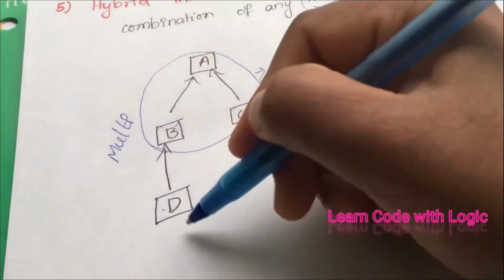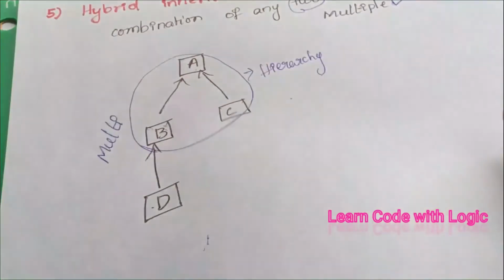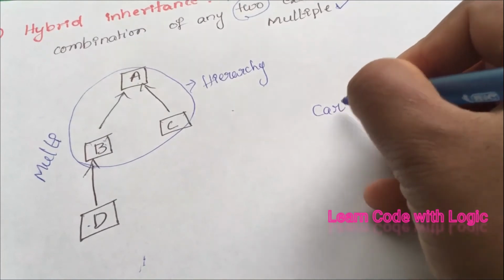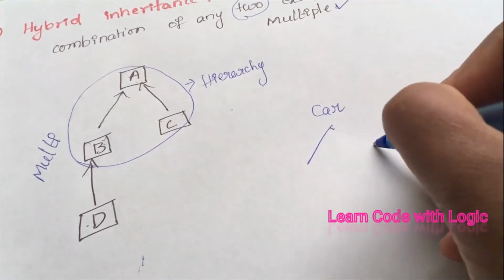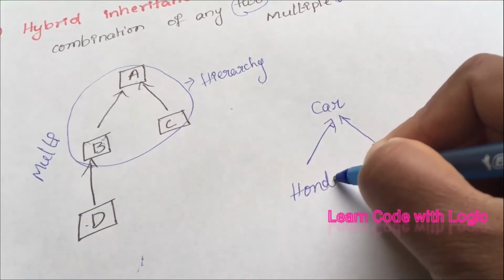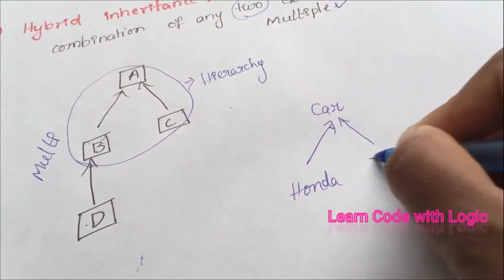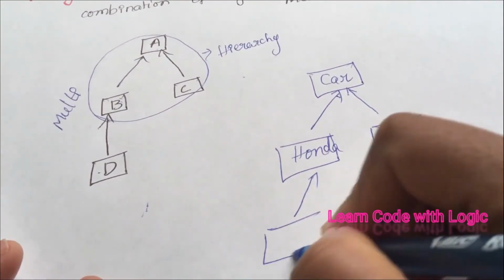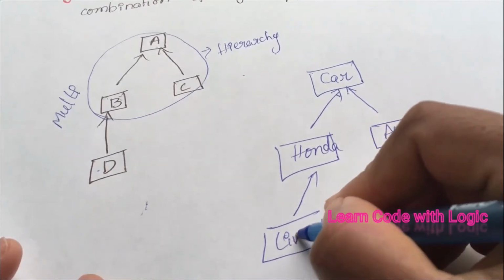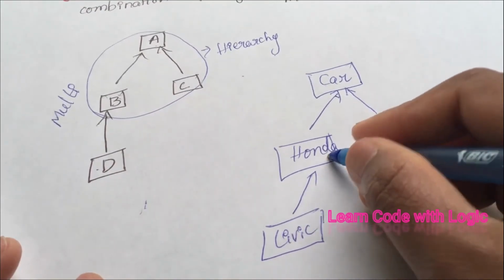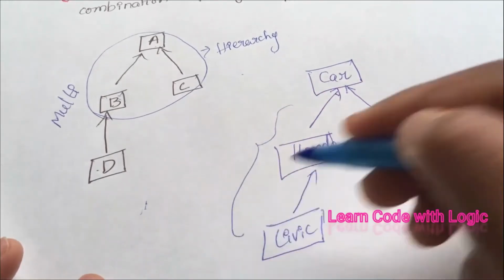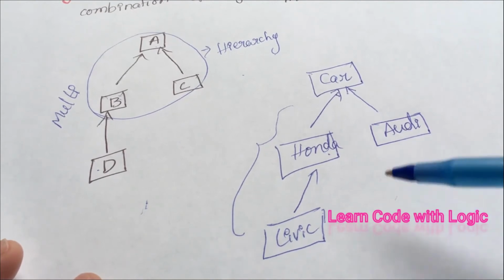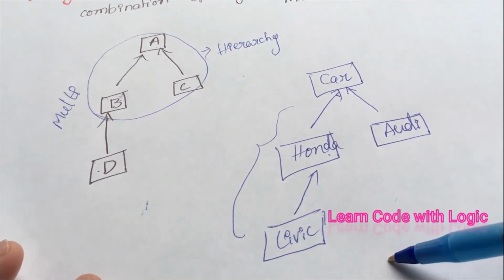So we have a combination of two inheritances here. That's why this one is called a hybrid inheritance. In our example, the car class, Honda and Audi is again hierarchy inheritance, and we have one more called the Civic model. This extends Honda, Honda extends car. This one is multi-level. The same thing I am showing in a real-time example, that's it. We will see this coding example in the tutorial as well.